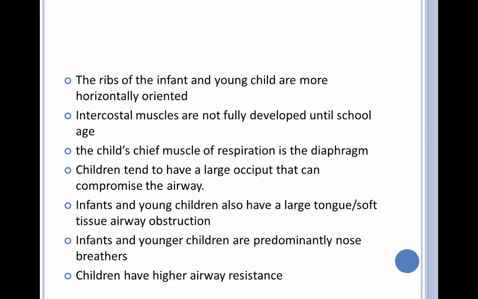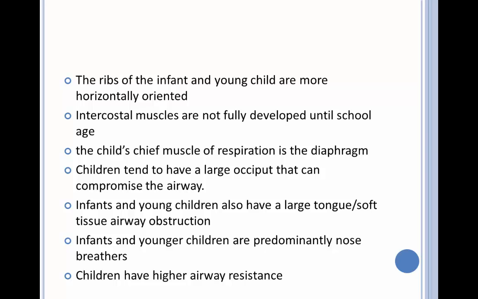Perhaps the best known anatomic difference in neonate and pediatric patients is the cricoid cartilage. The narrowest portion of the pediatric airway is the subglottis. The airway itself is funnel shaped as compared to the cylinder shape of the adult. So this again tends to predispose the patients to more airway obstruction and foreign body aspiration. The adult airway is a cylinder.